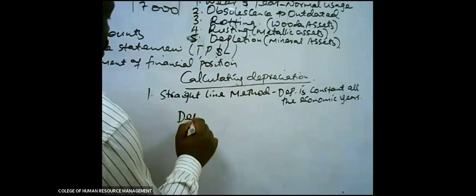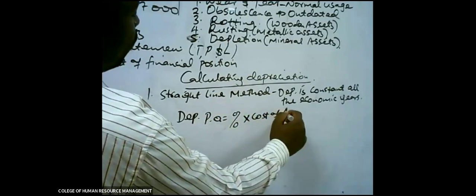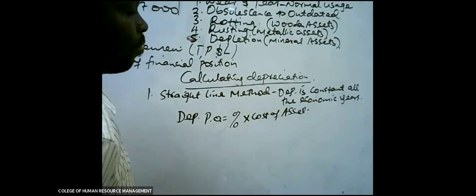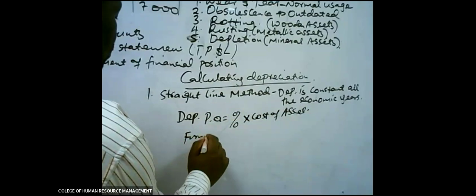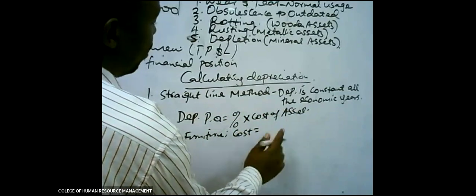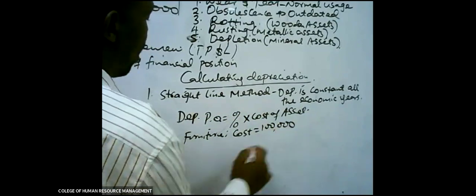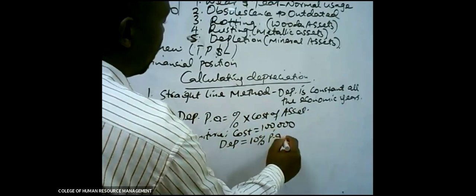The depreciation per annum is normally given by multiplying the percentage of depreciation, which will be given, times the cost of the asset. So if I had, for example, a furniture whose cost is 100,000, and I'm told the depreciation is at the rate of 10% per annum.